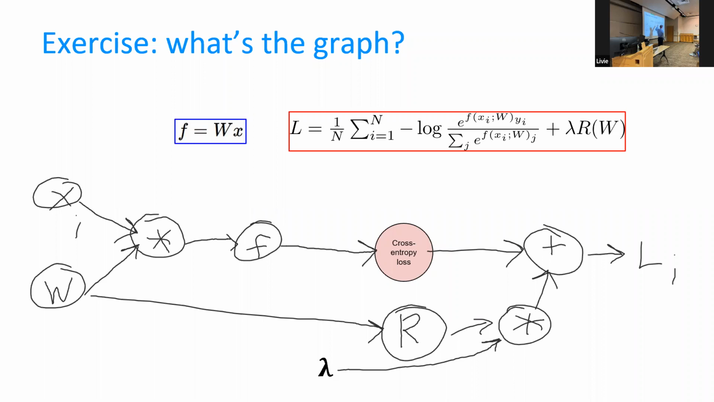The one over n. Yeah, so we kind of simplified and we only took in the first term of this sum. And so that would be something after what we've written on the board, where we sum up all of the Li's, and then we have n as another node, and we divide the sum of all of the Li's by n. Okay. Question?